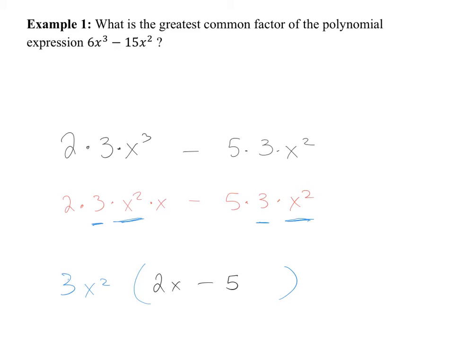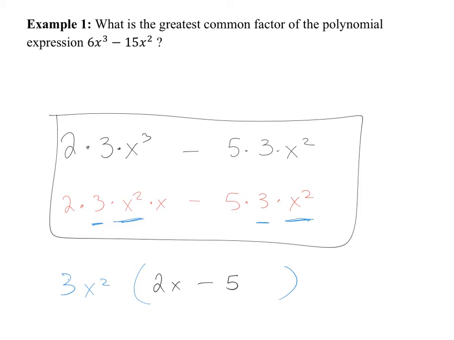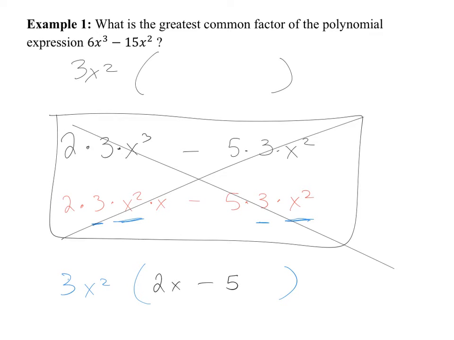Now, does anybody really want to do this every time? Honestly, probably not, right? So instead, once you bring the 3x squared out in front, to see what's left behind, make believe we didn't write this, okay? So this is no longer here. How would you figure out what's left behind now? It's easy when you see it here, isn't it? Look, 2x, 5, boom, we're done.